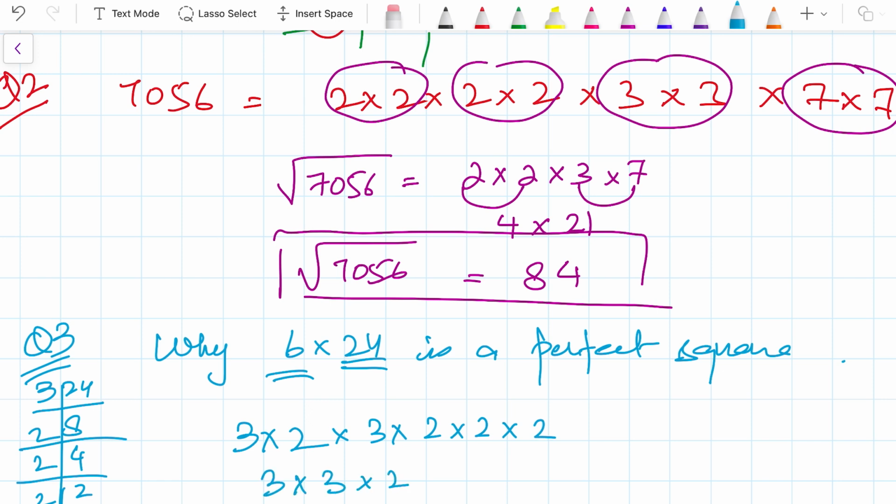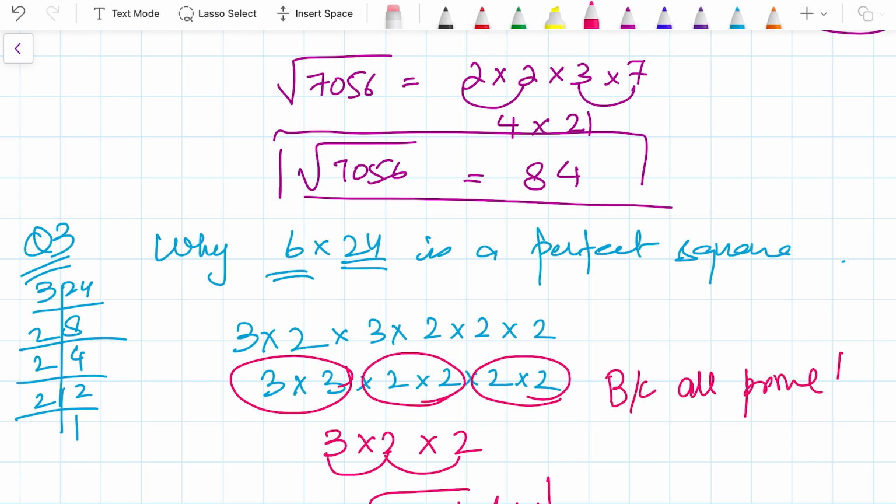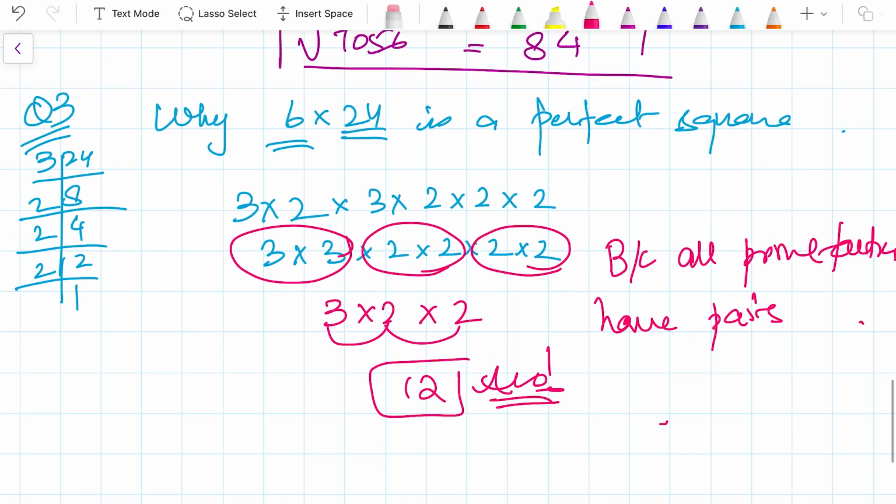Rearrange. We have a pair, we have a pair, we have a pair. 3 into 2 into 2. 6 into 2 is 12. So it's a perfect square because all prime factors have pairs. There is no number which is left out. I hope this is clear.